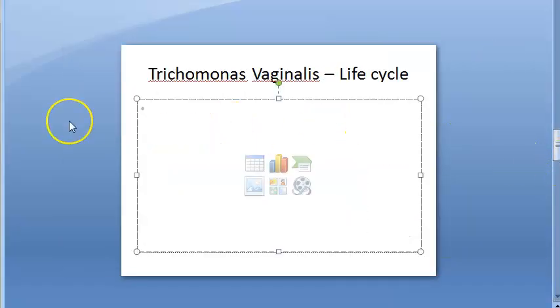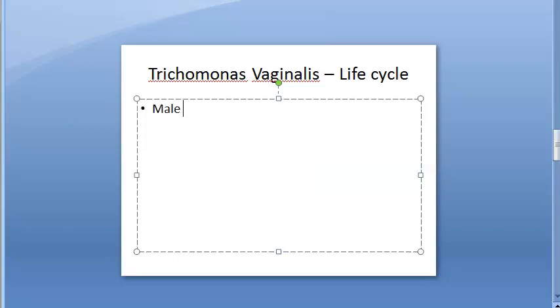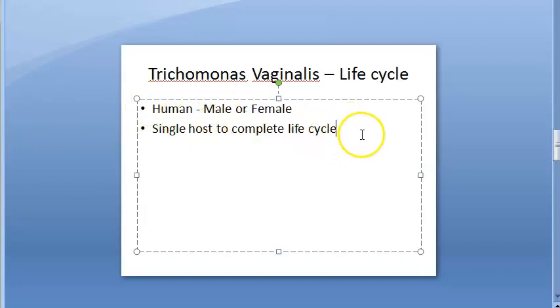The next thing we will look at is the life cycle. The life cycle of Trichomonas vaginalis is completed in a single host, either male or female. When we say male or female, it is human, male or female. A single host is enough to complete the life cycle.